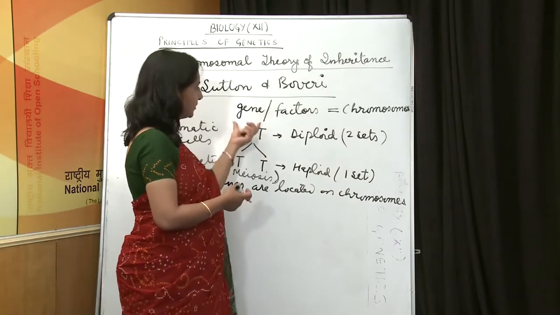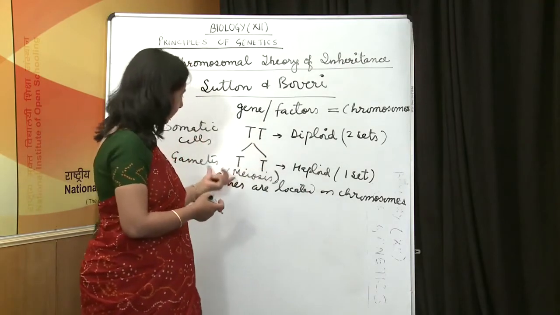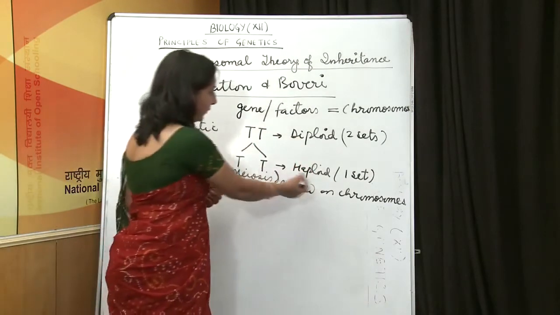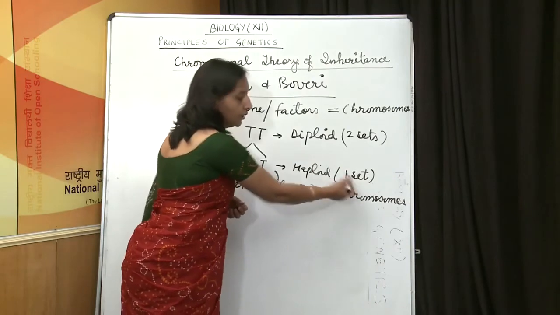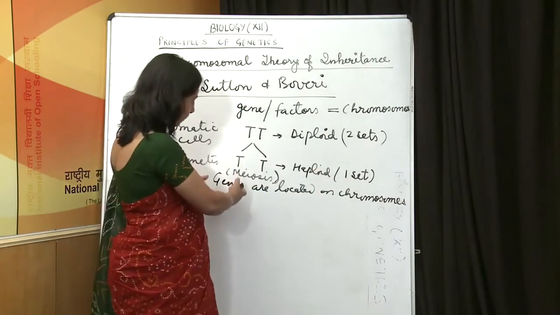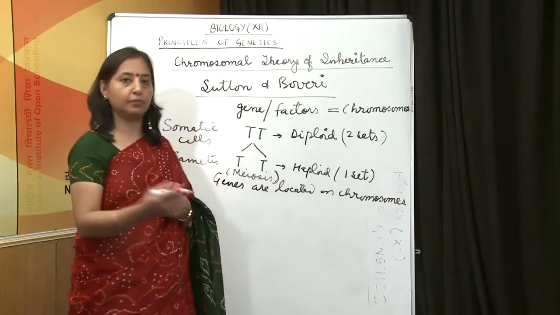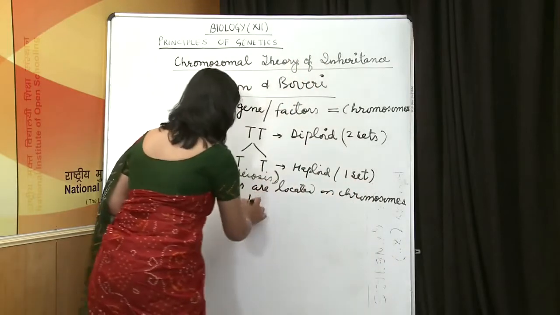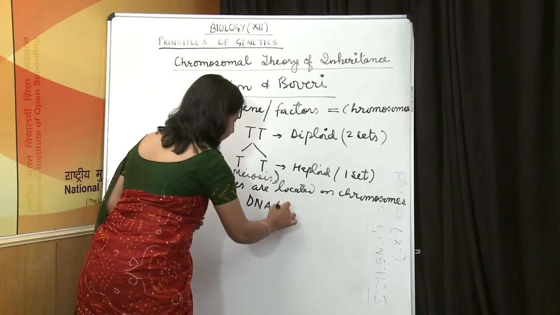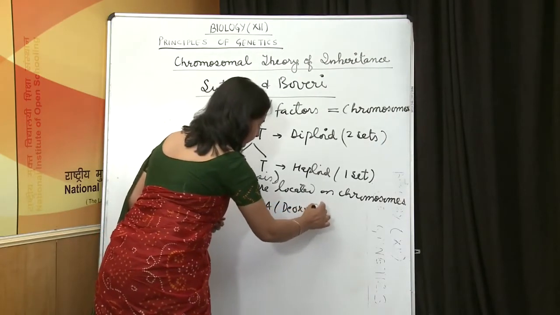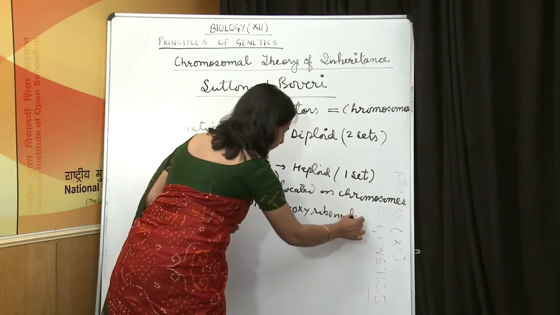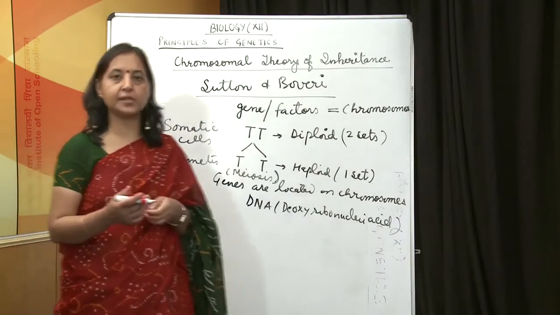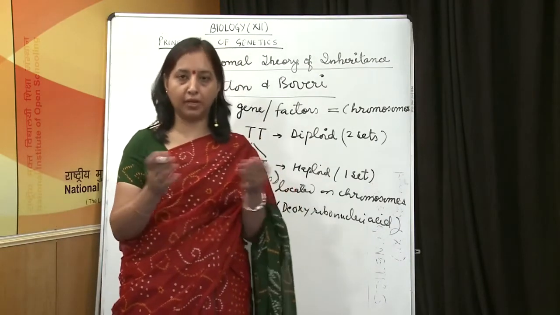And similarly, the genes are also diploid. And when the meiosis happens at the time of gamete formation, they become half in number and they become haploid. We can see here haploid, that is one set of chromosomes, and this postulate gave rise to one statement that genes are actually located on chromosomes, and now we know they are made up of DNA, that is deoxyribonucleic acid.